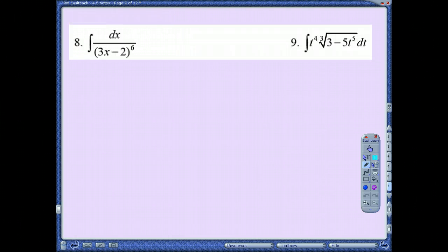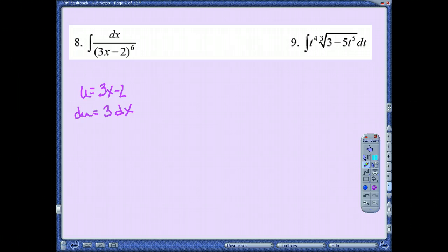All right, so now we've got a couple more problems to do. When I'm looking at this, I see a quantity being taken to a power, so I'm going to do the same type of u substitution I did before. I'm going to let what I'm taking to the 6th power be my u. When I find my du, I take the derivative of the left side and the derivative of the right side.